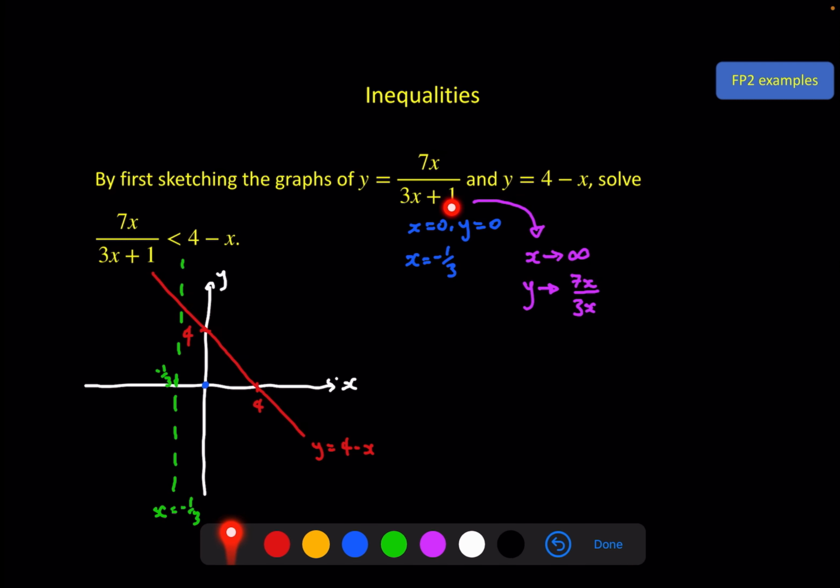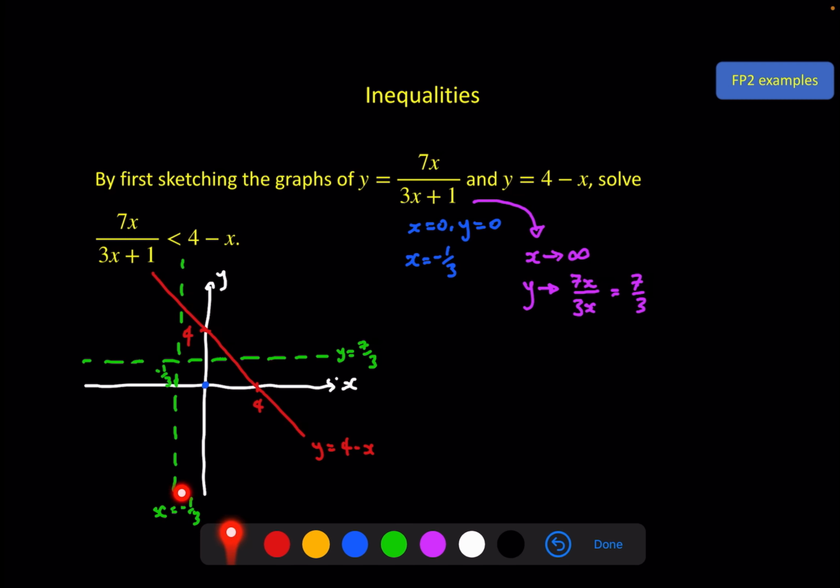It is making a difference, I can't say that it's equal, but it's such a small difference that it's getting very, very close to 7x/3x, which of course would become 7/3. So the bigger x gets, the closer y comes to 7/3. So that's another asymptote on the y-axis this time. And that gives me the shape of my graph.